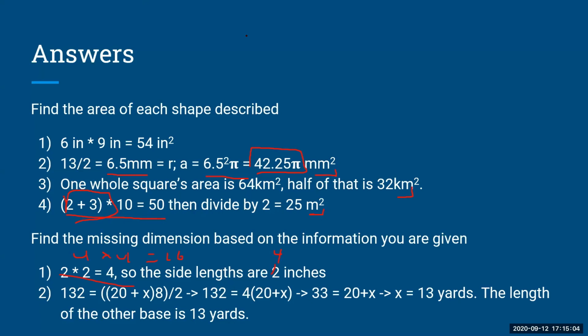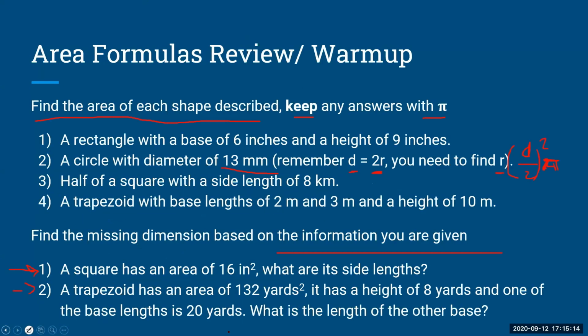Just lots of simple algebra. Oh, I didn't multiply this by 2. You get the idea. I'll just set it up real quick. So what was it? 132 equals 8 times (20 plus x), all divided by 2. So you multiply this by 2, and then you divide by 8. So 132 times 2 divided by 8 is 33, which equals 20 plus x, and then x is 13. There you go. Pretty easy stuff.